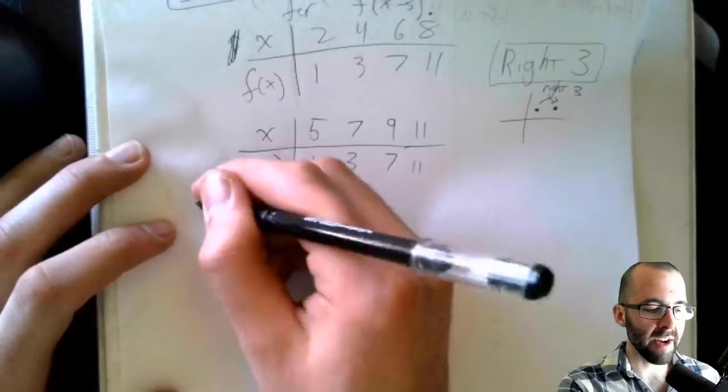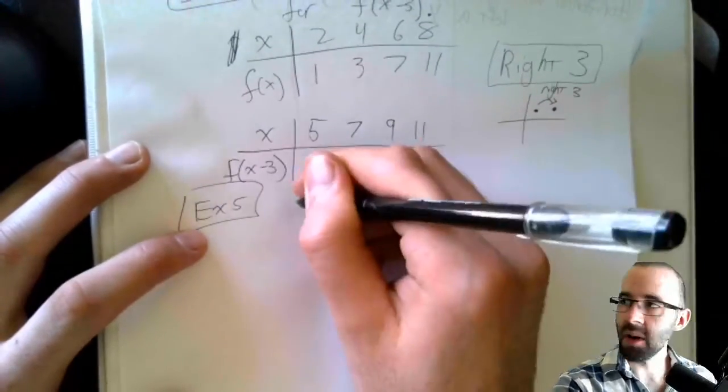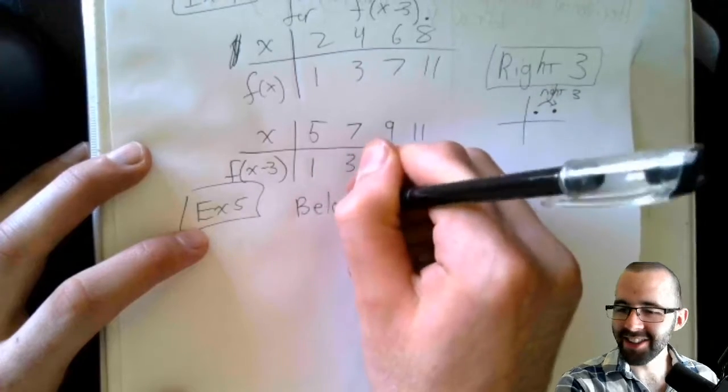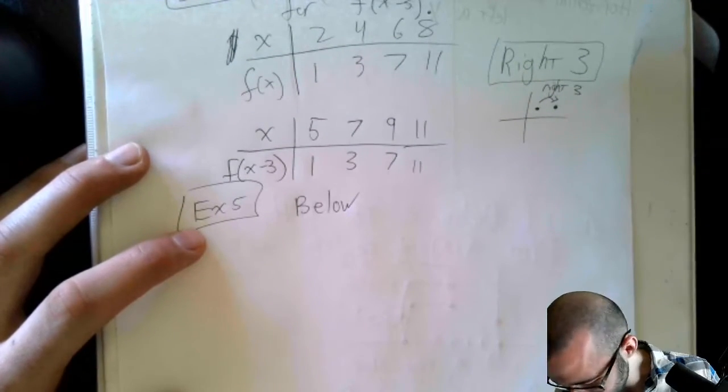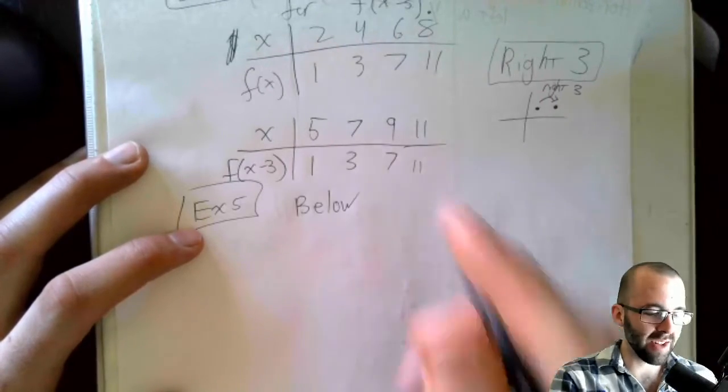All right, let's do example 5. So below, Kinley does not have the stomach for it. Oh no. Well, oh my word, my cat is screaming his brains out. He really wants attention.